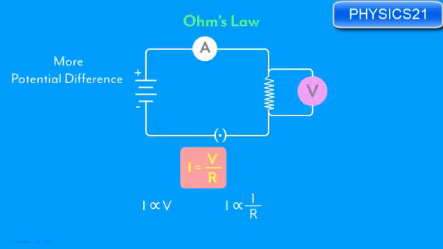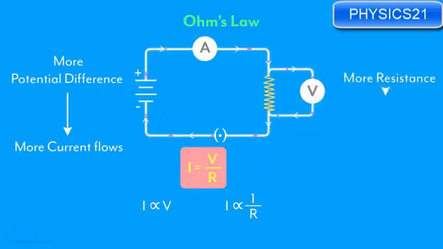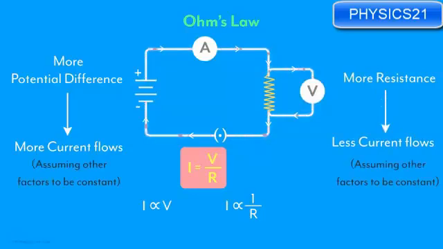If the potential difference between 2 points is more, the current flowing through it will be more. And if the resistance is more, the current flowing through it will be lesser. This is assuming that the other factors are constant.